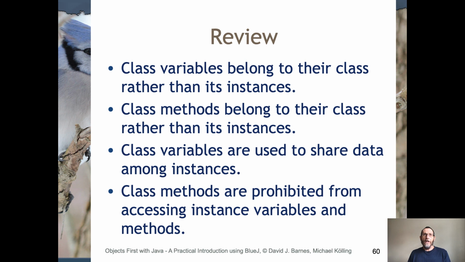So to review what we've covered in this video, we've seen that class variables belong to their class rather than any individual instances, and therefore only one copy of a class variable exists within a program, and it exists within the class. We've also seen that we can define methods as being static, which means that they are class methods, and once again they belong to the class, they're not part of individual instances, and therefore we invoke static methods by writing class name dot and then the method name.